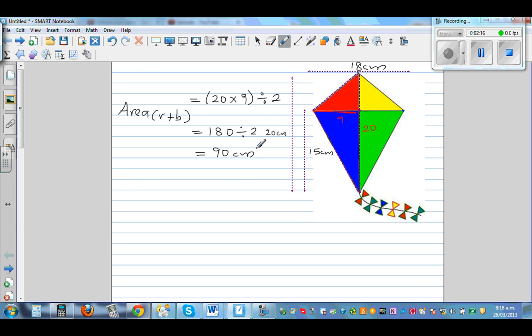Now, use your common sense, what will be the area of this green plus the yellow triangle? That would be the same, because you've got the same base and same height. So that will also be 90 centimeters squared. So the area of the kite would be 90 plus 90, which is 180 centimeters squared. Now you can also divide this into four triangles and add them, you'll get the same answer.